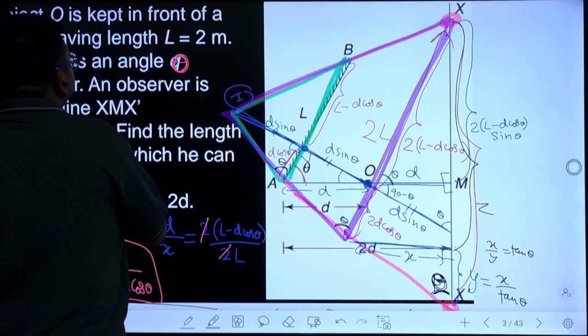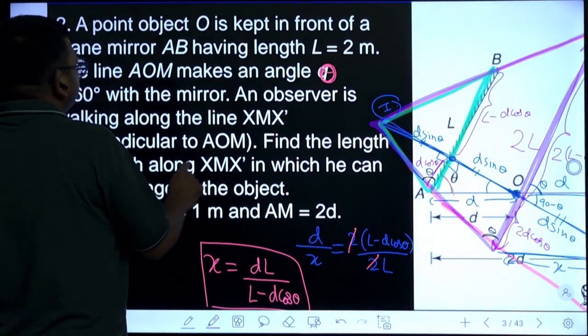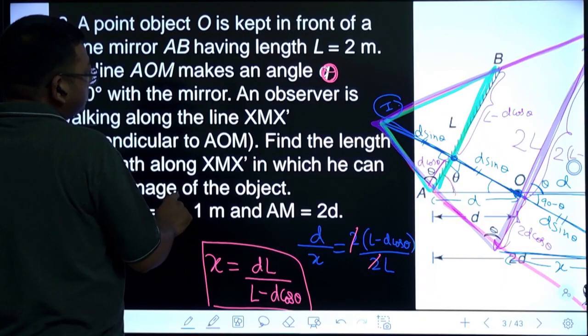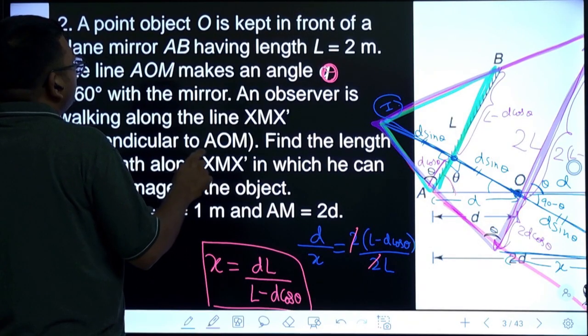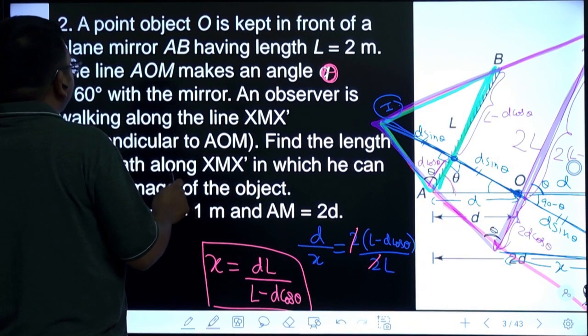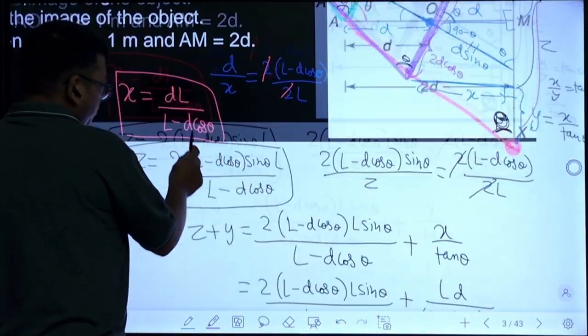Okay, fine. Then you can substitute the values. What are the values? L is 2 meter, angle is 60 degree and d is 1 meter. So let us substitute. L is 2, d is 1, angle is 60. Let us substitute.